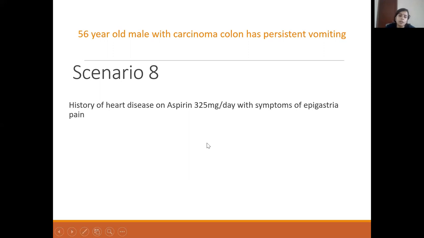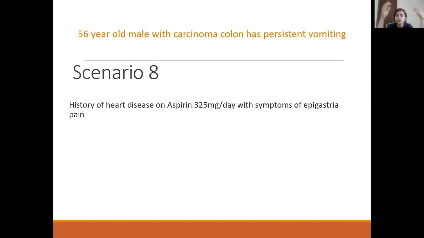Another scenario. This patient has a history of heart disease and he's taking aspirin, 25 milligrams per day, telling that I have nausea and vomiting along with severe epigastric pain. So I put all these scenarios because this is the same person, same diagnosis, right? This is a 56-year-old male with carcinoma colon from the beginning to the end. But see how many types of vomiting he can come up with. You can't just play with one drug solution for all. You have to understand why.